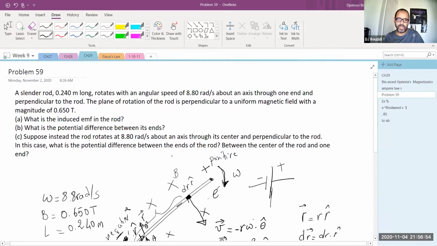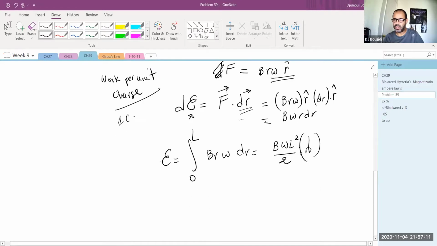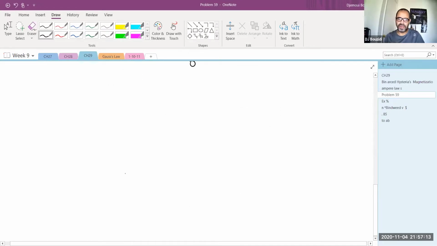You're in business. Suppose instead the rod rotates about an axis through its center and perpendicular to the rod. In this case, what is the potential difference between the ends of the rod, between the center of the rod and the end? I'm not going to do a calculation, but I'm going to argue the symmetry to see exactly what's going on. So I have my rod now. And if we do the calculation, it's going to give me the same thing. This is my center of rotation now. It's in the middle.